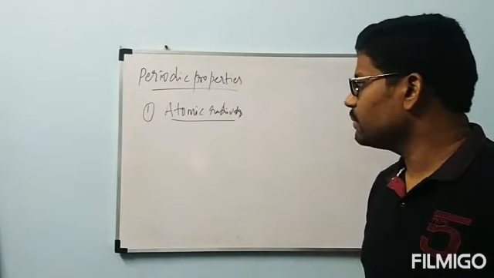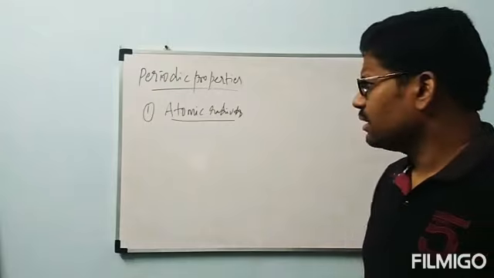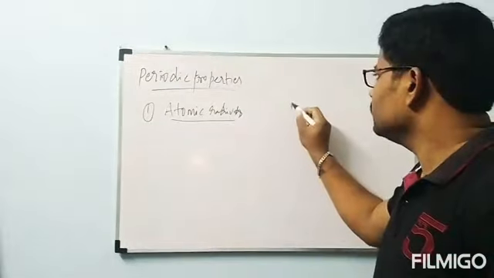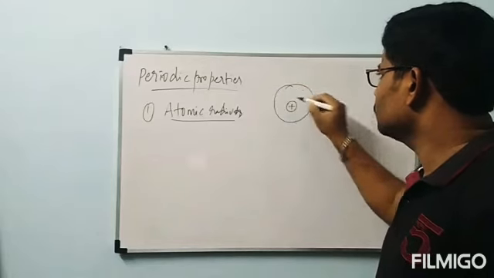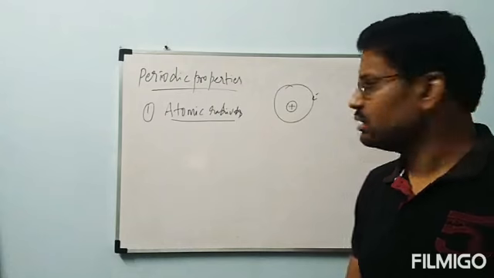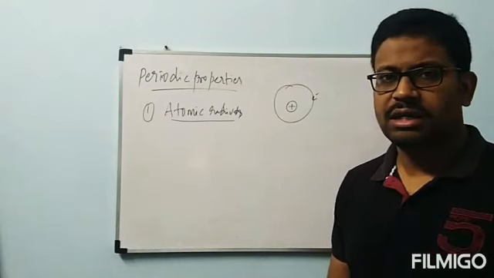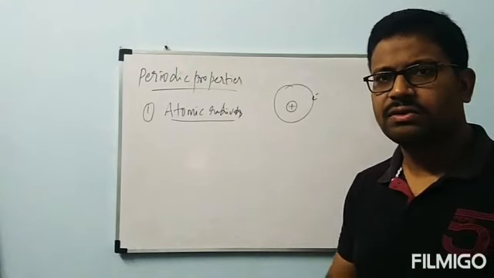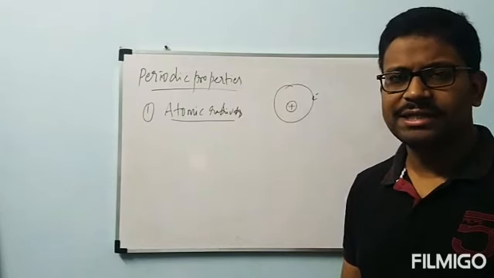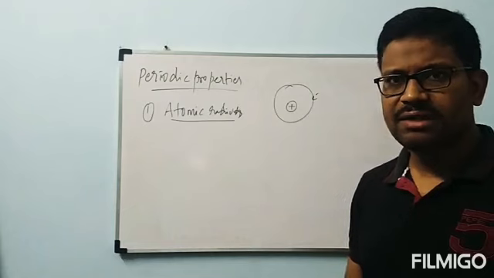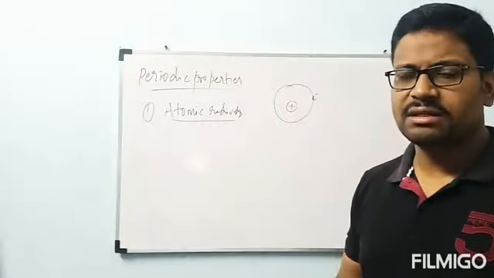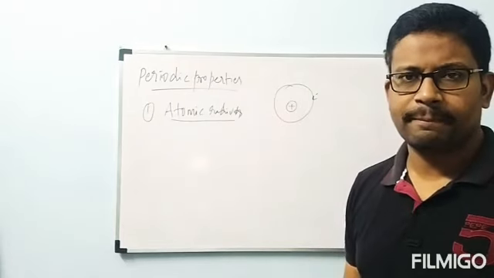First property, that is atomic radius. Atomic radius is simply defined as the distance between the nucleus and the outermost shell electron present in an atom. Definition-wise, we can easily define that, but measuring the atomic radius is very difficult.